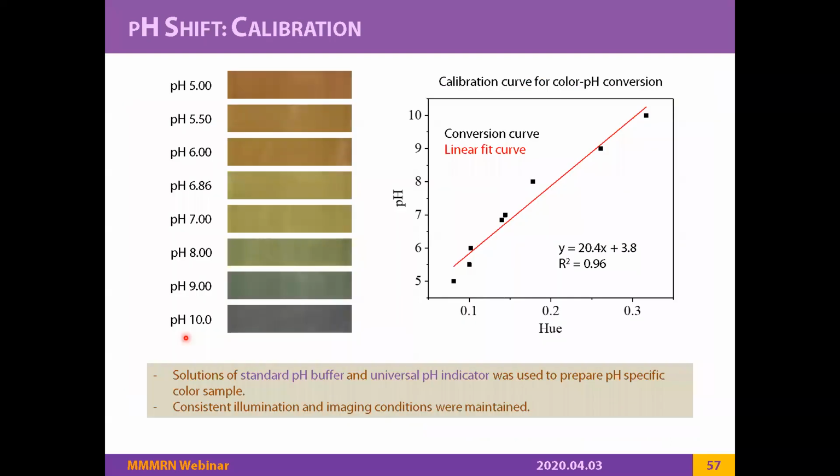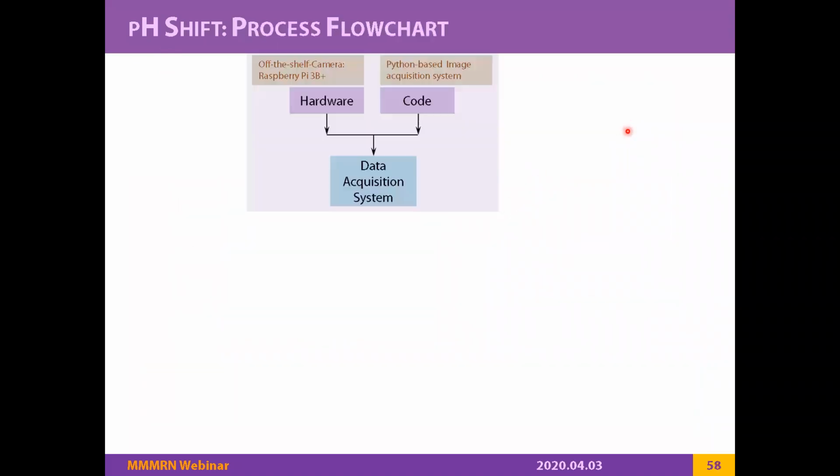Then we apply our image analysis code. So this is the calibration curve we're talking about. We developed solutions at different pH and imaged them in the presence of that color standard, and it came up with a color for each pH. That gave us this calibration curve. So what do we do with this calibration curve?